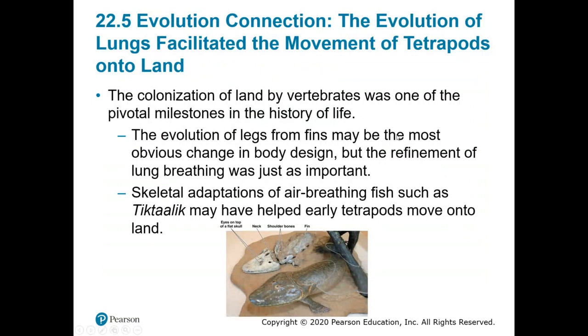All right, so the colonization of land by vertebrates was one of the pivotal milestones in history, and the evolution of legs from fins may be the obvious change in body design that helped this to occur. But the refinement of lung breathing was just as important. And if we look at even amphibians of today, they still utilize their skin for a lot of their oxygen exchange because their lungs aren't very efficient. So they're still almost like an ancient organism in that they still have to absorb air through their skin. And that was probably the first way that these animals started getting oxygen, and then the lung developed later as they moved further and further inland.